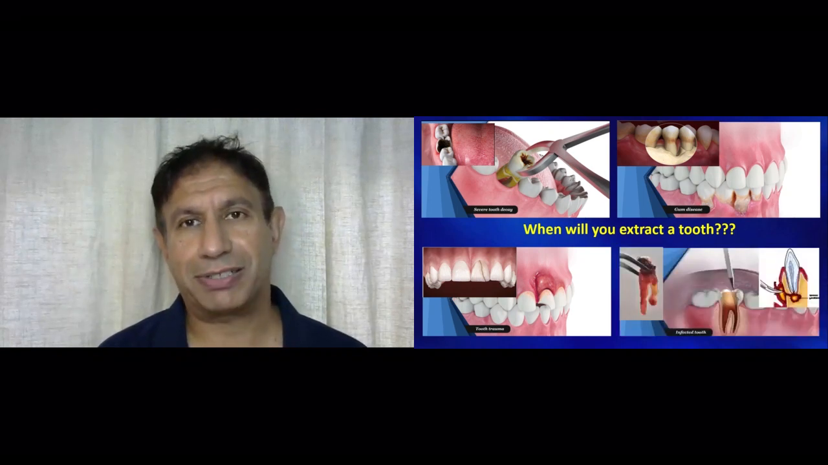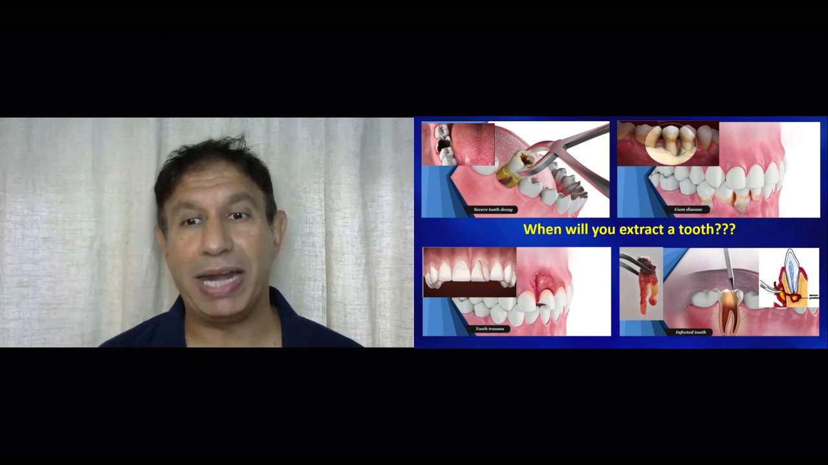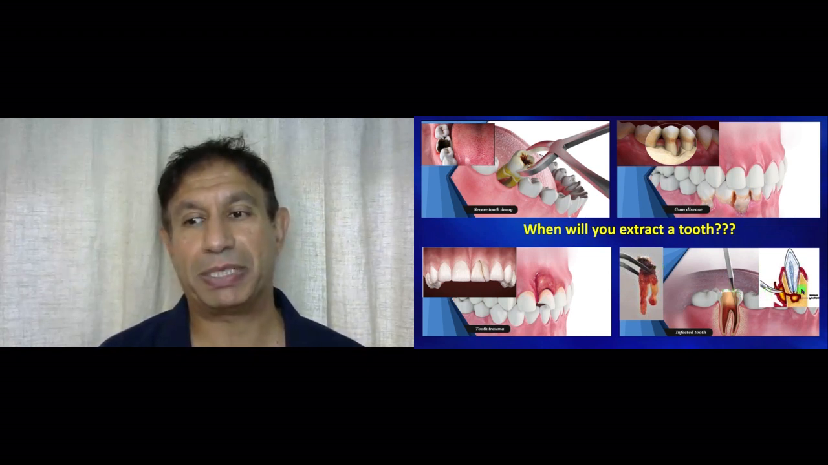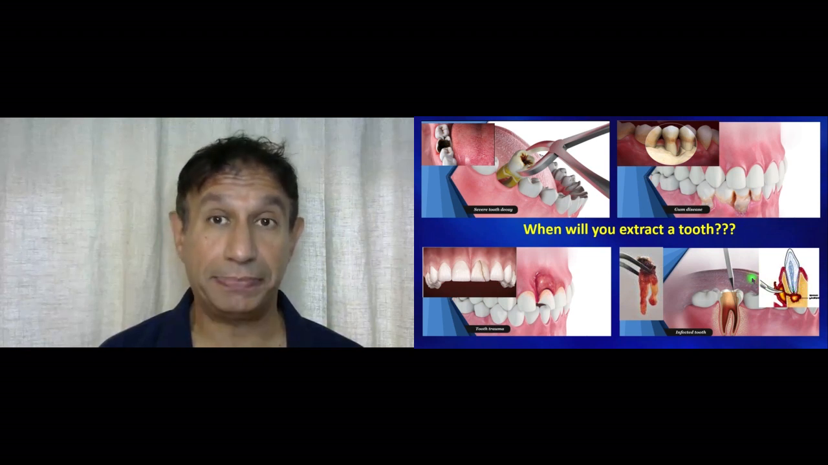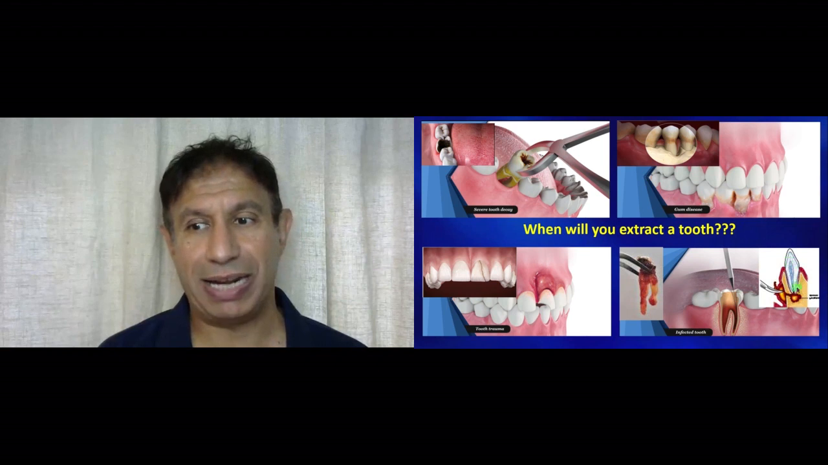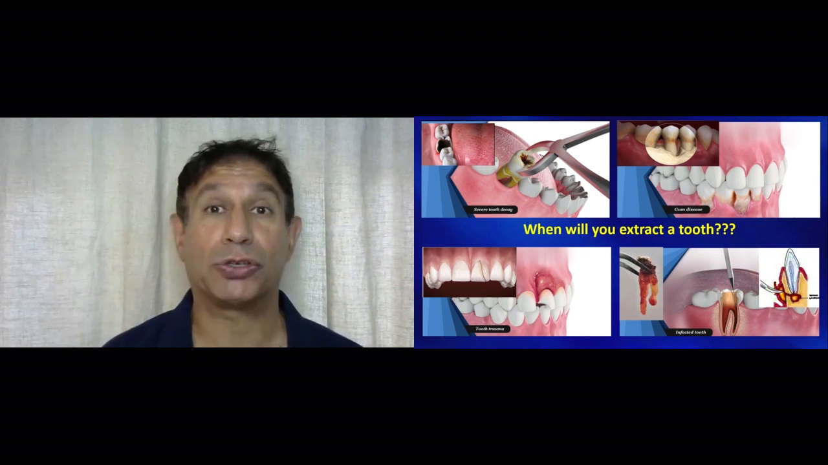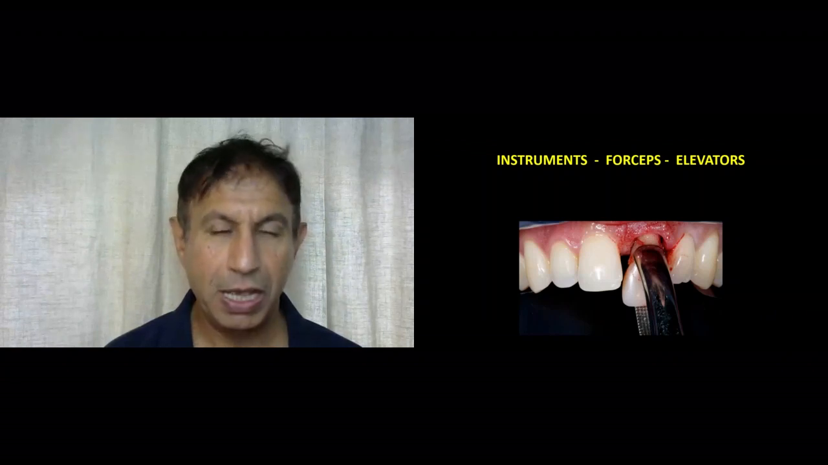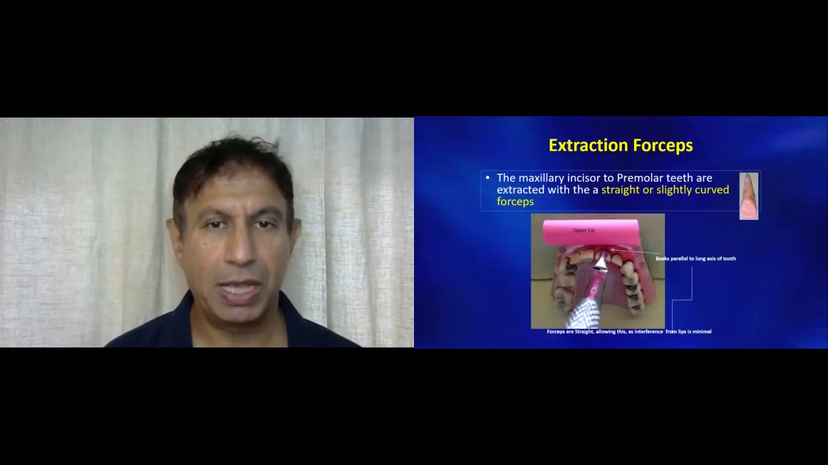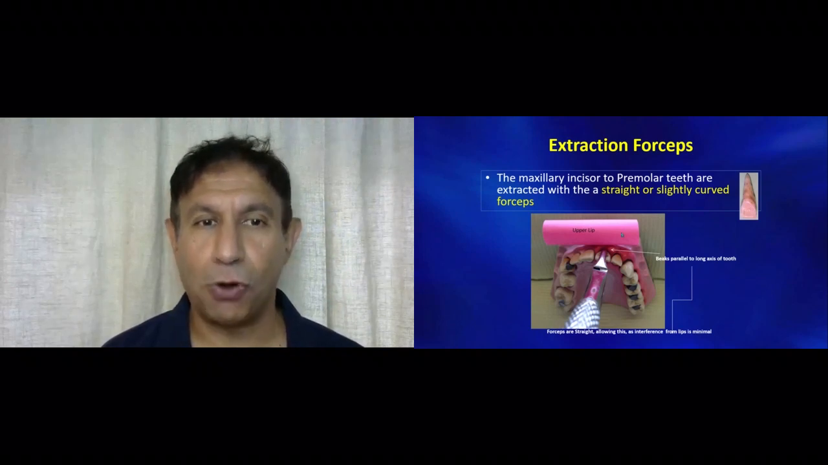Another reason for extracting a tooth is a way to get drainage from a dental abscess. So if there's a dental abscess, you can incise and drain to establish drainage, and you can extract the tooth, and that will allow the abscess to drain through the tooth socket. So what are the instruments used to extract the tooth? Let us look at the forceps.